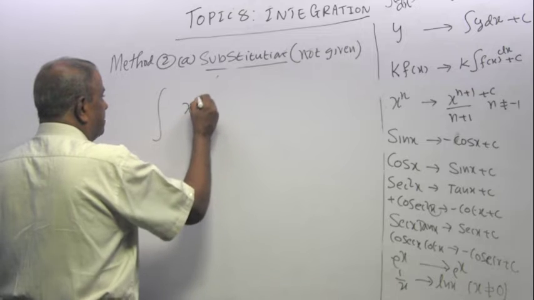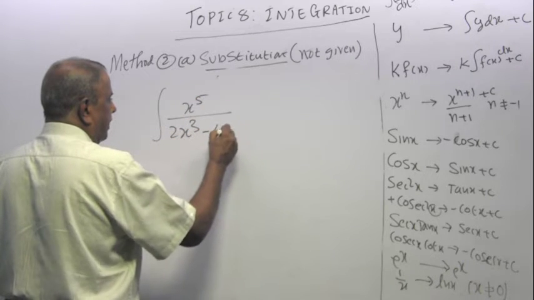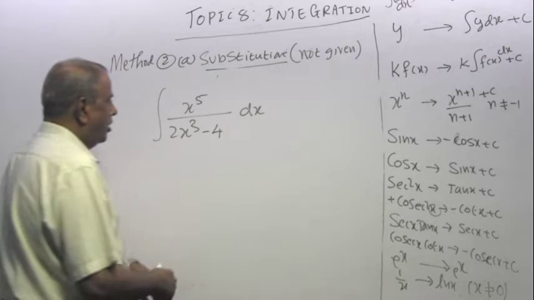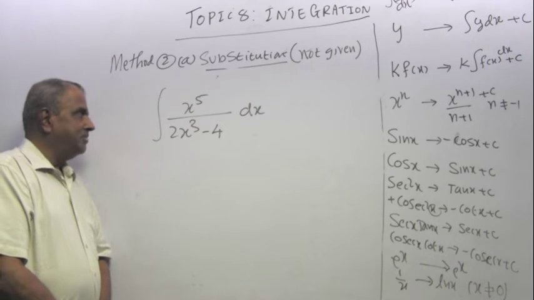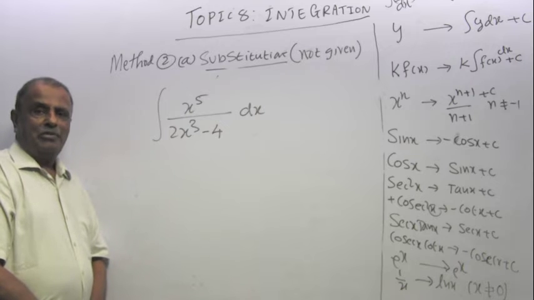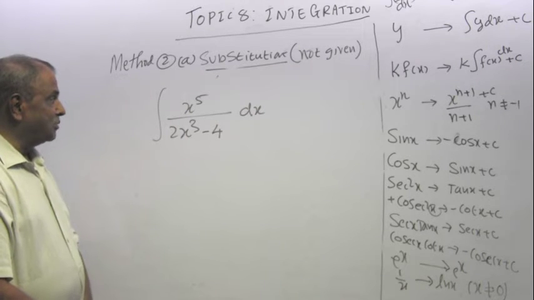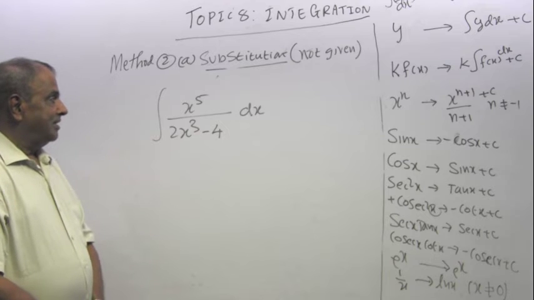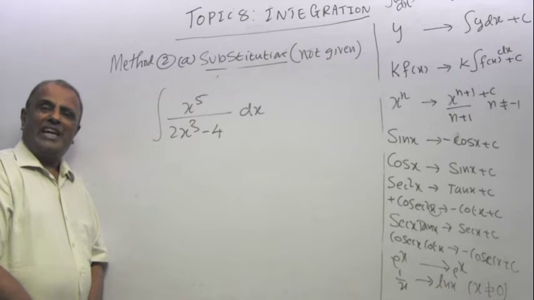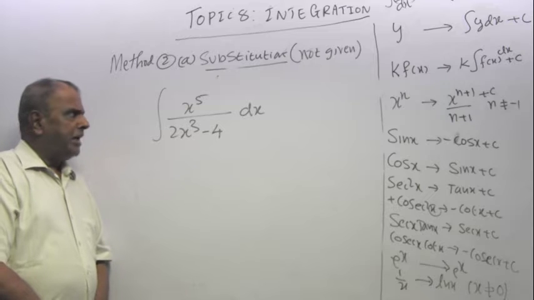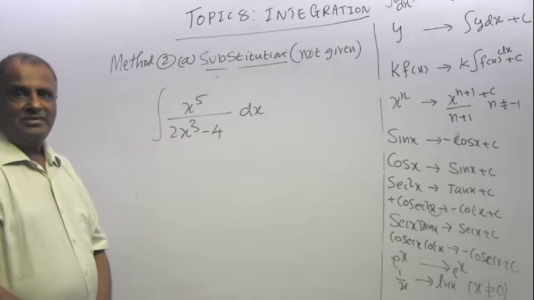Integral x power 5 over 2x cube minus 4 dx. Sir, life became so complicated suddenly. When I differentiate x power 5, I'm going to get x power 4. I don't have any x power 4. When I differentiate 2x cube minus 4, I get 6x squared. I don't have an x squared there. What do I do in this case?